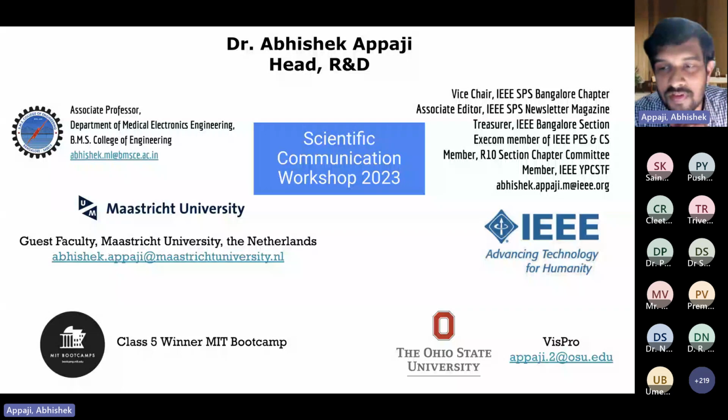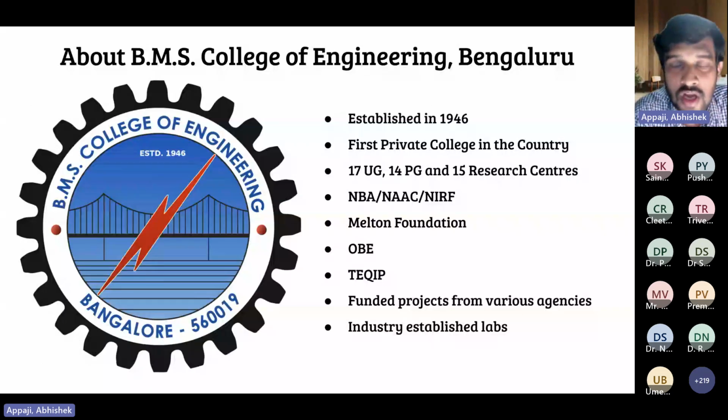A little bit about BMSCE before we go on to the actual job. BMS College of Engineering is one of the first private engineering colleges in the entire country, a pre-independence college started in 1946. Currently, we have 17 undergraduate programs, 14 postgraduate programs, and 15 research centers. We have almost 350 research scholars across different engineering and science research centers, including MBA. All the eligible programs are accredited by NBA, and we have the highest grade in the country for NAAC and NIRF. We ranked 83 among engineering colleges last year.